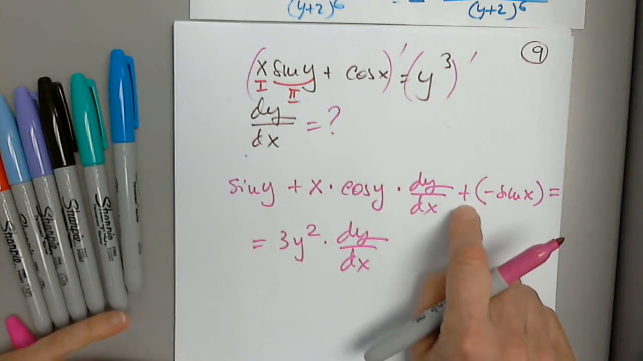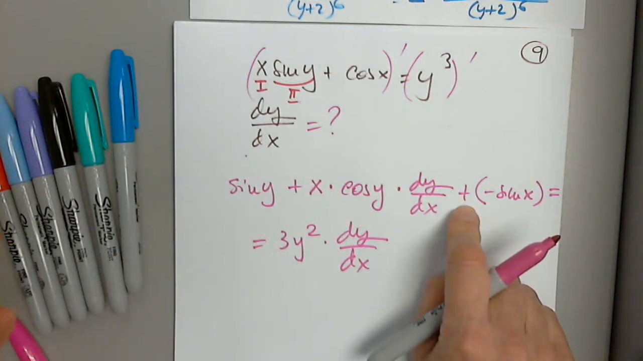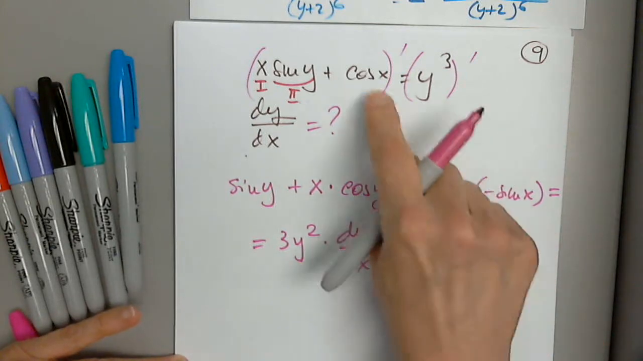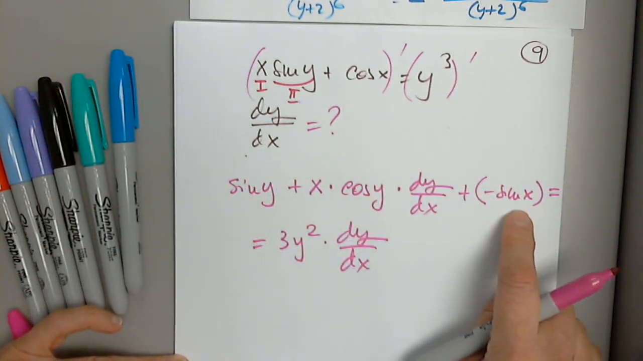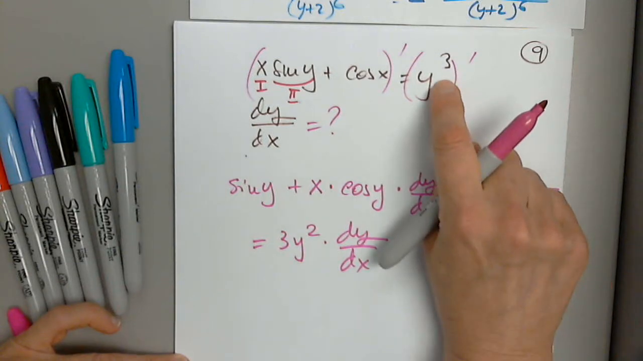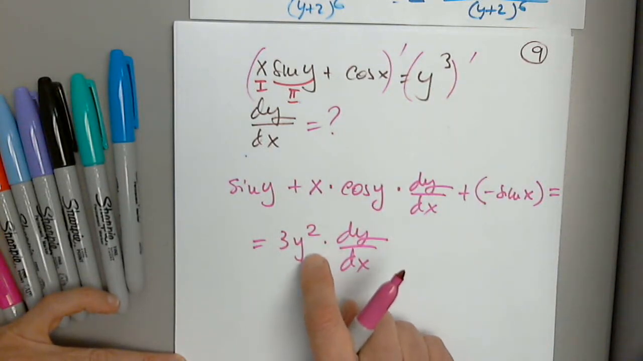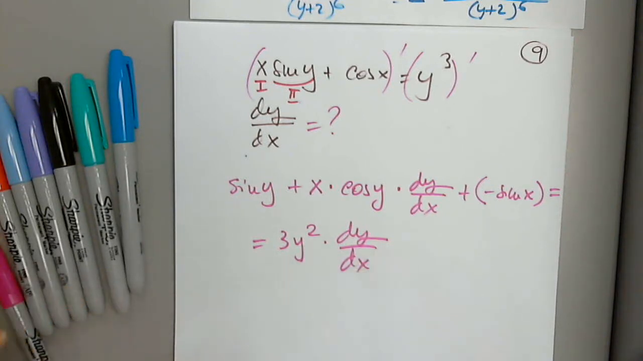Yes. Minus, you can write plus, I just wanted to show where it's coming from. I wrote plus first, and then minus sine x, because when I differentiate cosine, I get negative sine x. And on the other side, I'm using the chain rule with the power rule. So 3 function squared times the function prime. Is this okay?